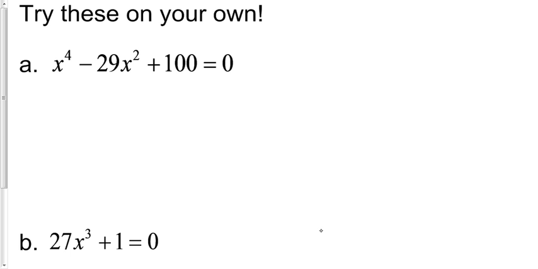All right, now I've got a couple for you to try on your own. Bring them to class with you tomorrow. You can use the same kind of factoring that I just went over in the last 2 examples.